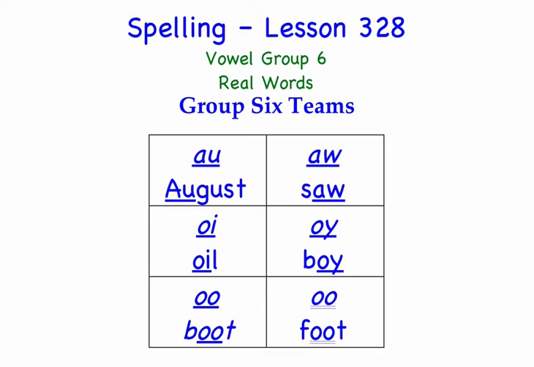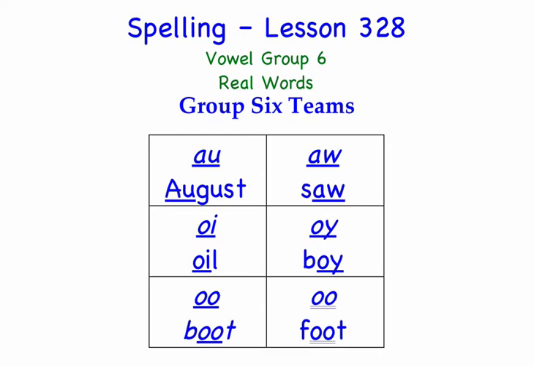AU represents the sound aw, as in August. AW represents the same sound aw, as in saw. We use the team AU at the beginning or in the middle of the word to represent the sound aw, but we use AW when that sound is found at the end of the word. OI and OY represent the same sound oi, as in oil and boy. And again, OI at the beginning of the word or in the middle of the word, we use OI. At the end of the word, we use OY.